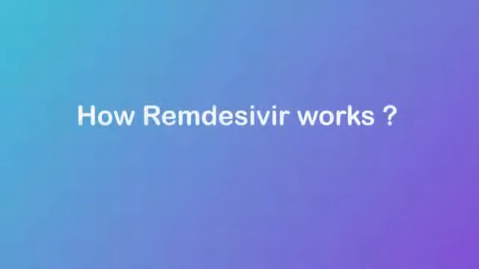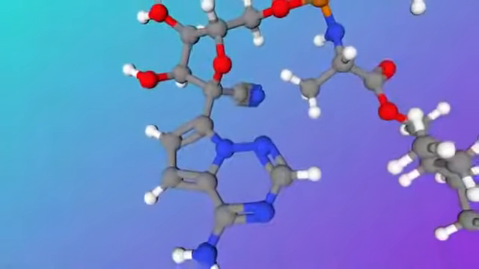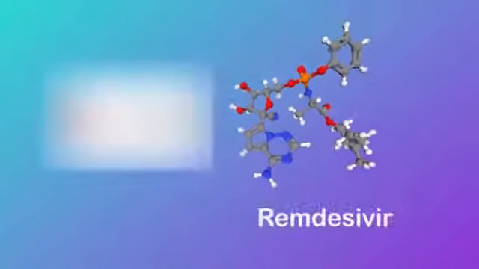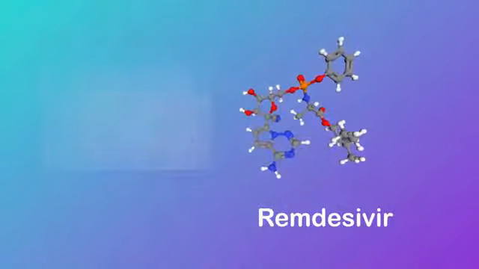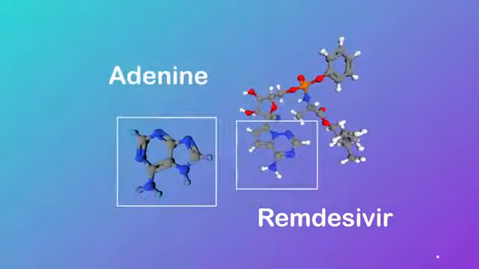Next, let's look at how Remdesivir works as a promising drug to treat coronavirus. This is the molecular structure of Remdesivir, a drug developed by U.S. pharmaceutical company Gilead. It is a nucleotide analog which contains a structure very similar to adenine.